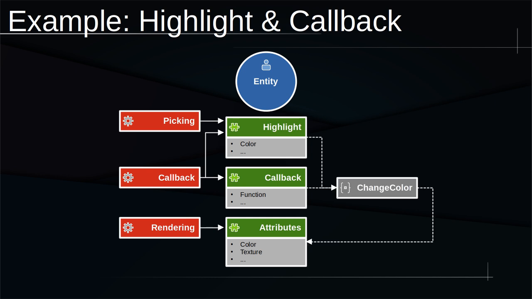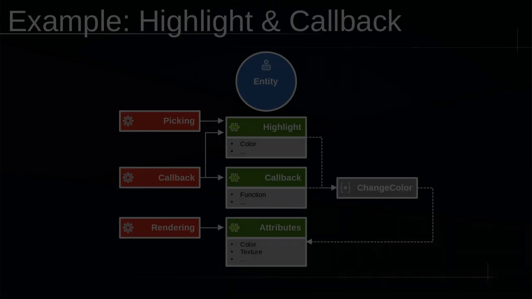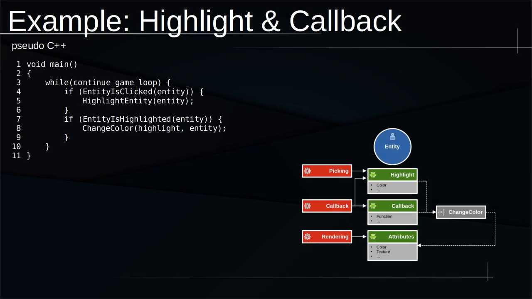That looks something like this. The callback function is some to-be-defined operation called changeColor. It accepts the highlight color value and applies that to the attribute's color value. In pseudo C++ code, this is the logical behavior we're seeking. When an entity is clicked, it's highlighted. If an entity is highlighted, its color is changed to the appropriate highlight color. Let's step through the relevant code for each of these items and see how they work.